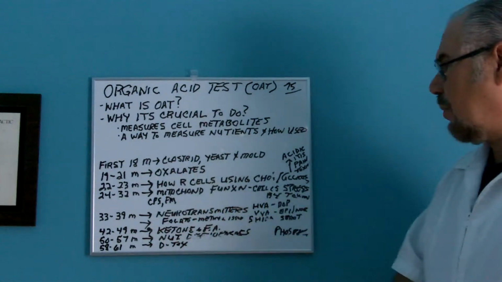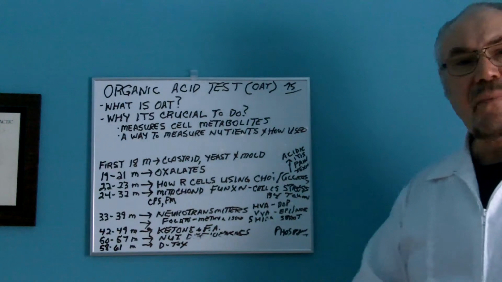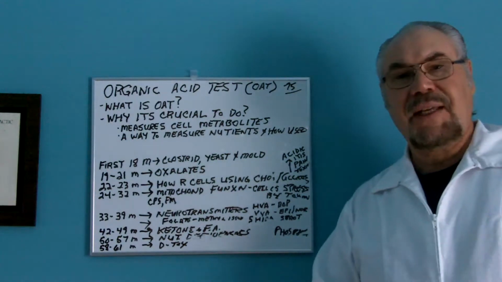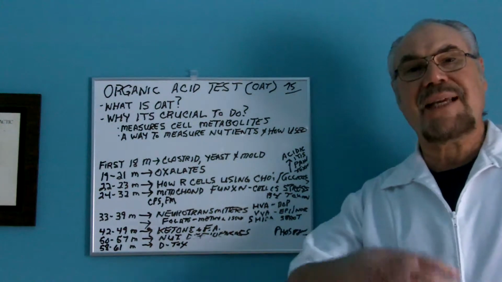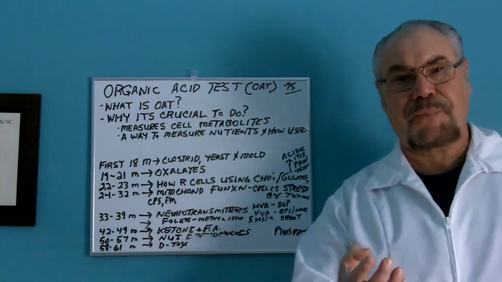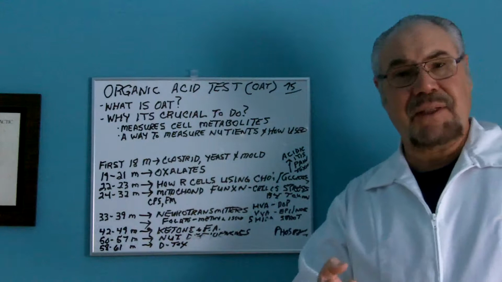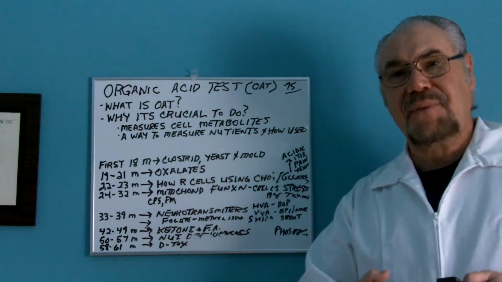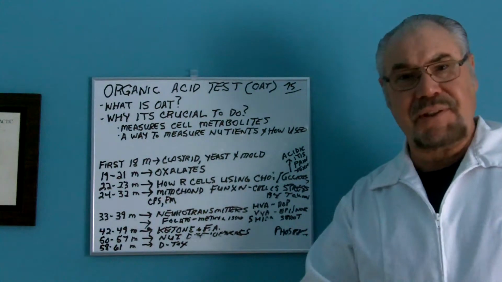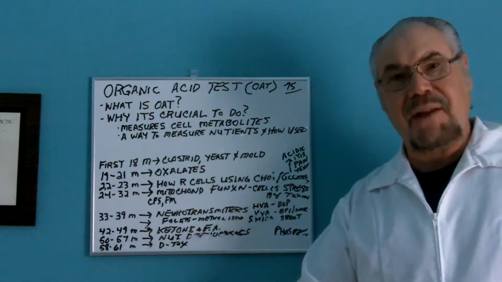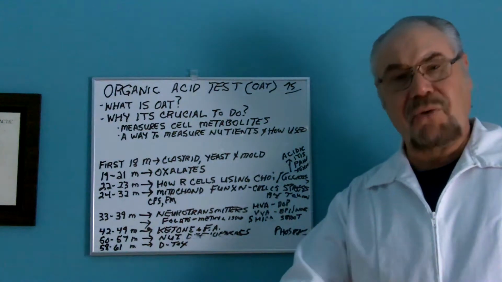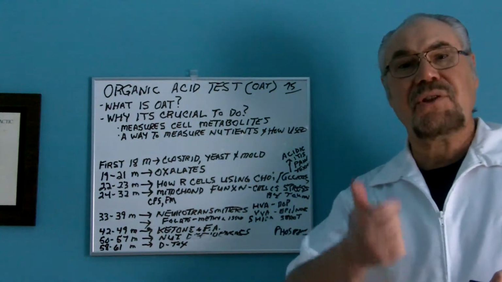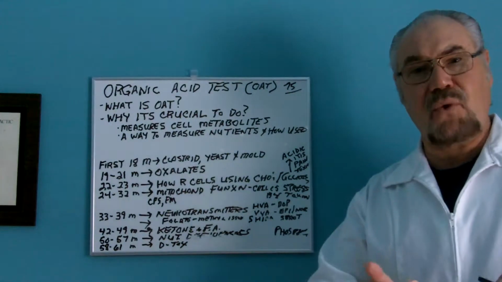Markers 22 and 23 are, how are your cells using carbohydrates, sugar? Is your cell able to metabolize the sugar? Or are you not metabolizing sugar? Okay, it's going to tell us if you're going to be producing energy at the cellular level, your ATP molecules. It tells us about your Krebs cycle. How are you making energy, and are you using glucose as the main fuel?